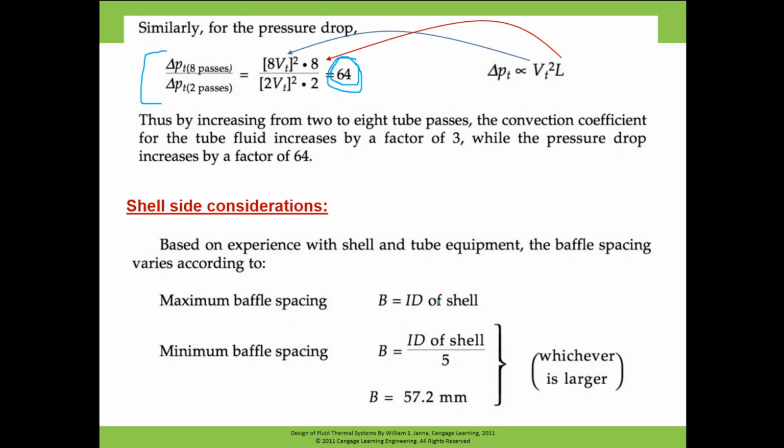Okay, what is the minimum baffle spacing? The minimum baffle spacing is the inner diameter of the shell divided by 5. So this is the minimum baffle spacing. So we can now get what is the maximum baffle spacing and what is the minimum baffle spacing.